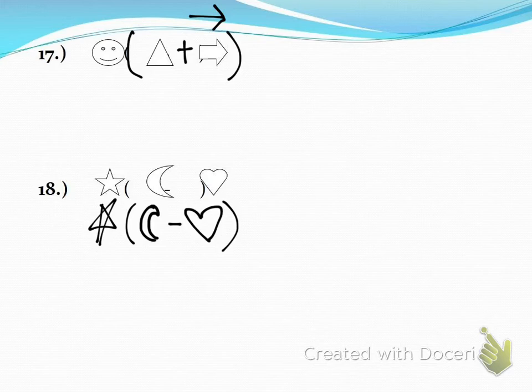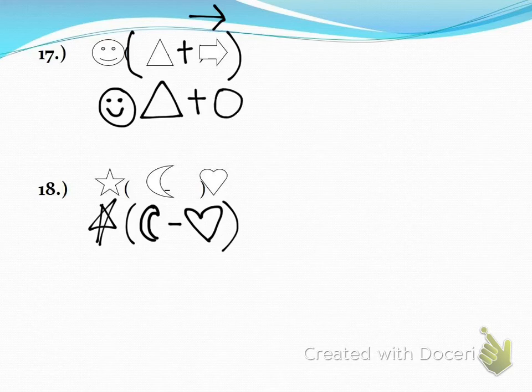On number 17, what is getting distributed? The smiley face. So we're going to take smiley face times what? Times triangle plus what would... so what's getting distributed? Smiley face times the arrow. And you don't have to be a great artist. Just have the general idea.